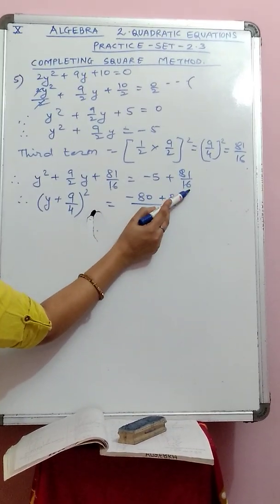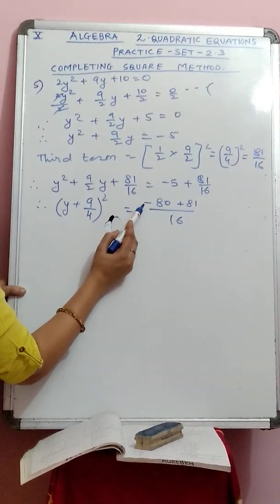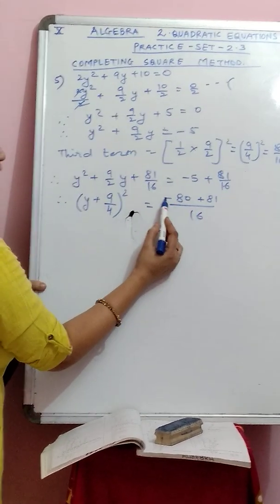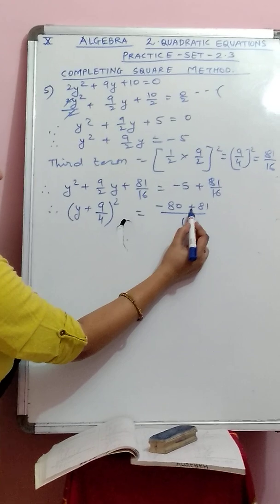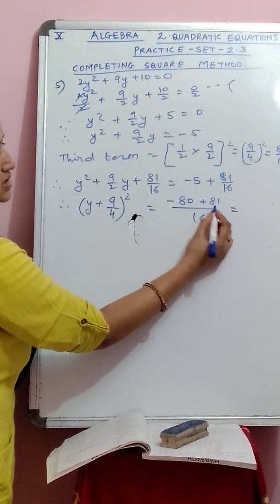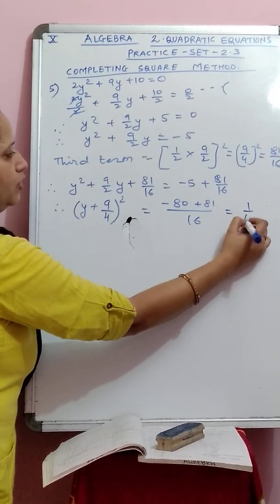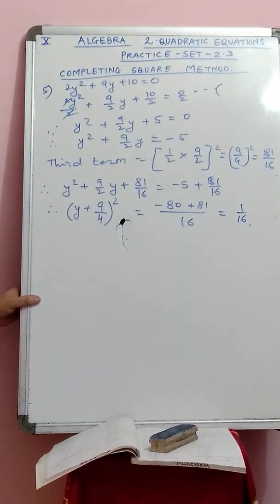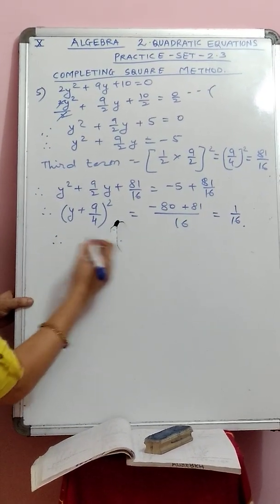You know how to do it. 16 into 5, that is 80. Sign was minus and plus 81. Now plus minus is minus. The sign will come of the bigger number. So it is plus 81 minus 80 is 1 upon 16. So you got 1 upon 16. Now taking square roots both the sides.